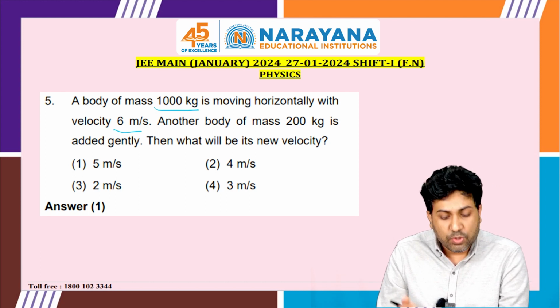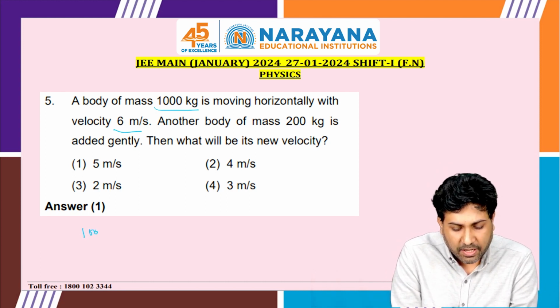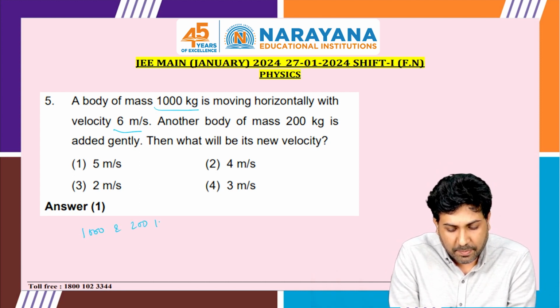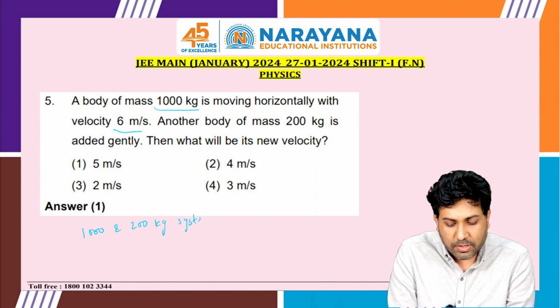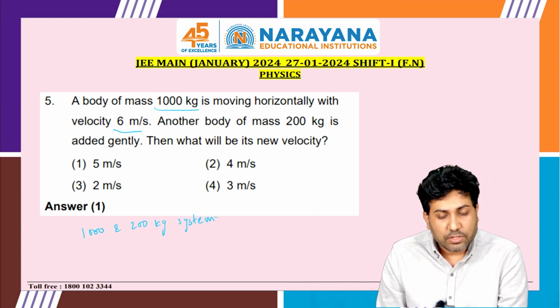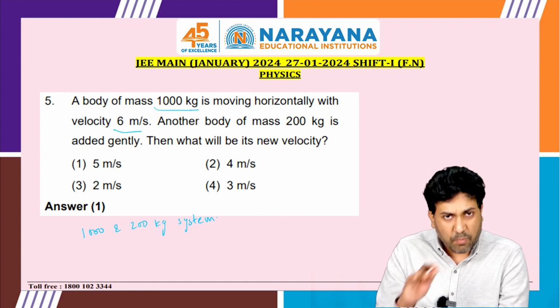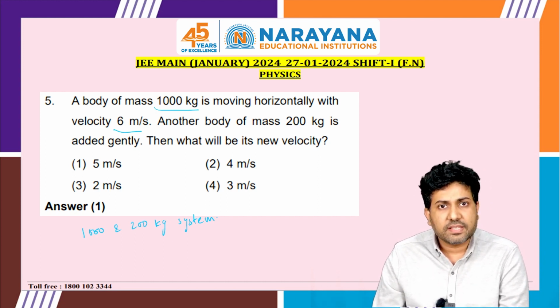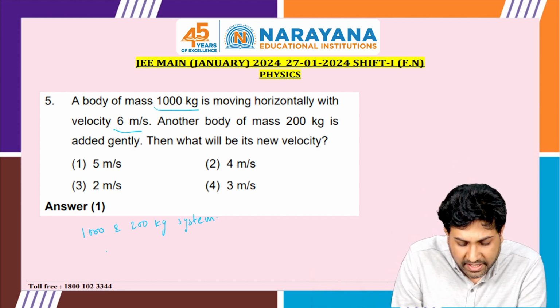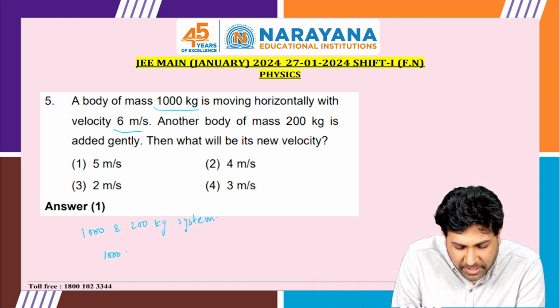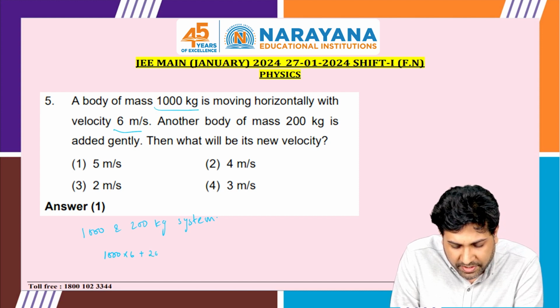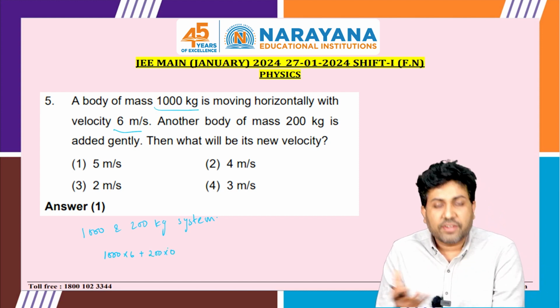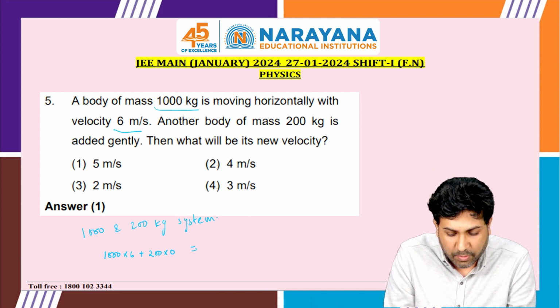So here there is no external force. If I take the 1000 and 200 kg system, there is no external force. So I can say the momentum of the system is conserved. What should I write here? Initial momentum is 1000 into 6 plus 200 into 0, because the 200 kg mass was initially at rest and now it sticks to it.